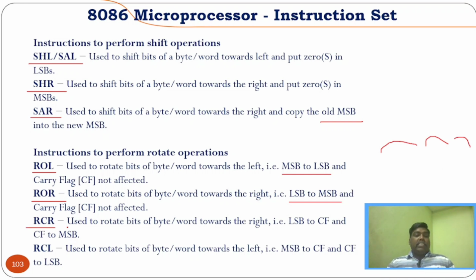When it comes to RCR, it is the same rotate right operation, but involving the carry flag. It will rotate towards the right, the LSB will go to the carry flag and the carry flag will go to the MSB. In the two earlier instructions no carry flag is involved, but here the carry flag is involved. Similarly RCL is rotate left involving the carry flag. It will rotate all the bits towards the left, and the MSB will become the carry flag and the carry flag will become the LSB.